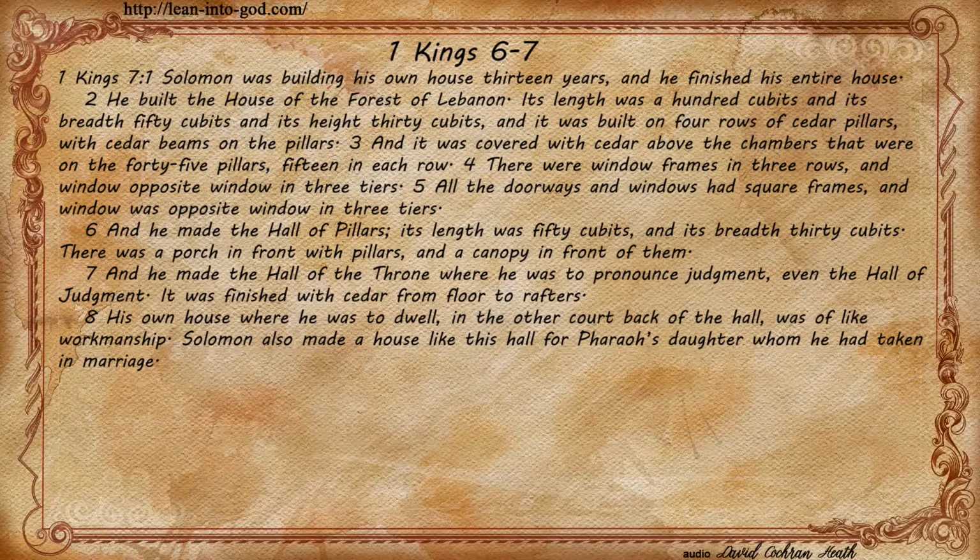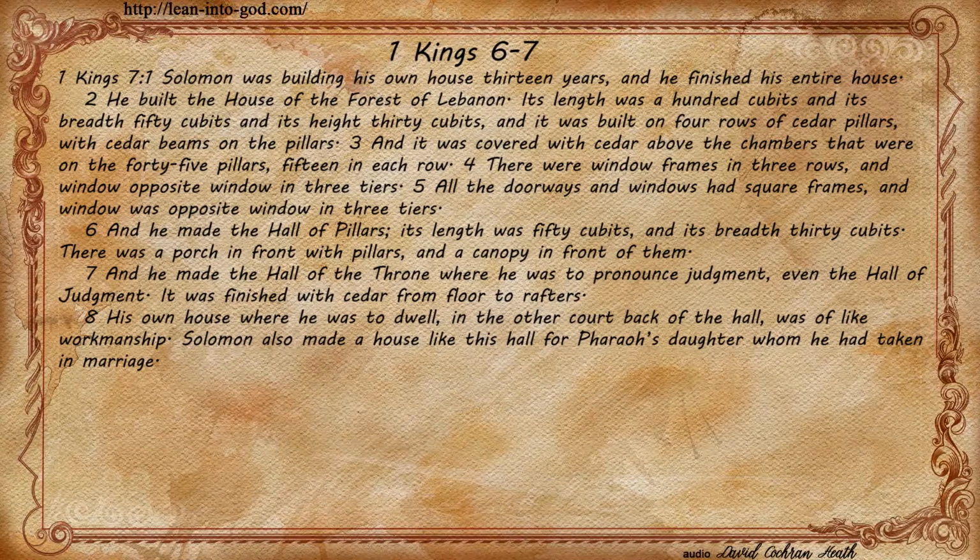Solomon was building his own house 13 years, and he finished his entire house. He built the house of the forest of Lebanon. Its length was 100 cubits, and its breadth 50 cubits, and its height 30 cubits, and it was built on 4 rows of cedar pillars, with cedar beams on the pillars. And it was covered with cedar above the chambers that were on the 45 pillars, 15 in each row.